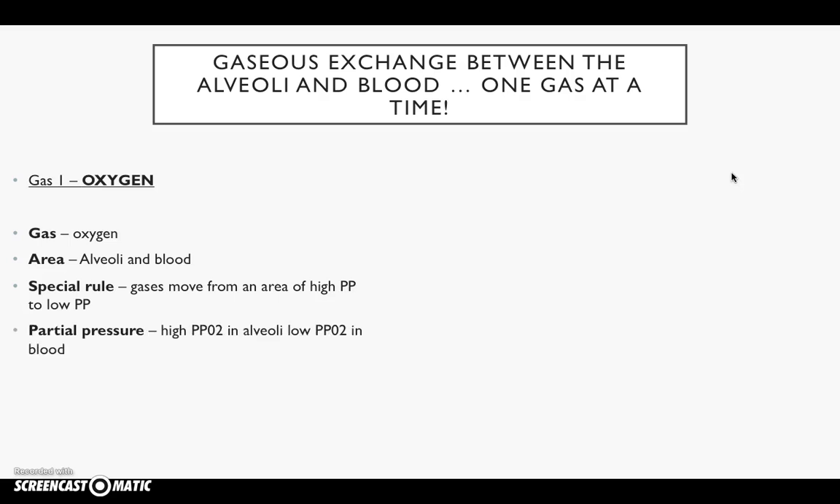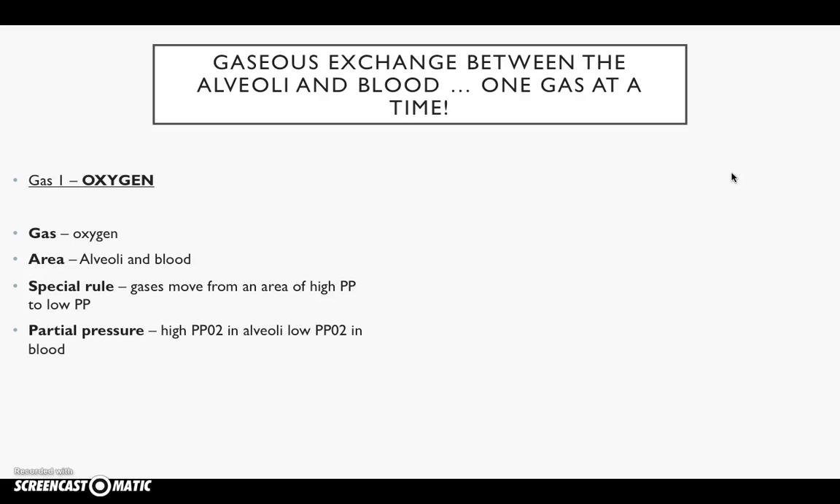Partial pressure: we've just breathed in air from the atmosphere into our lungs, into the alveoli. So there's a high partial pressure of oxygen, i.e. there's a lot of oxygen in the alveoli, and there's a low partial pressure of oxygen in the blood, because the blood that's returning to the lungs is full of carbon dioxide, it's not full of oxygen.